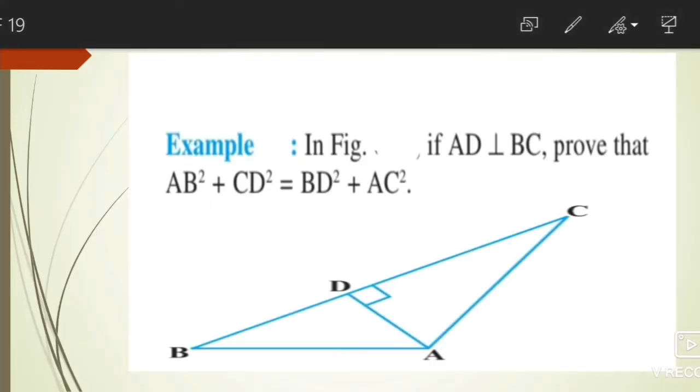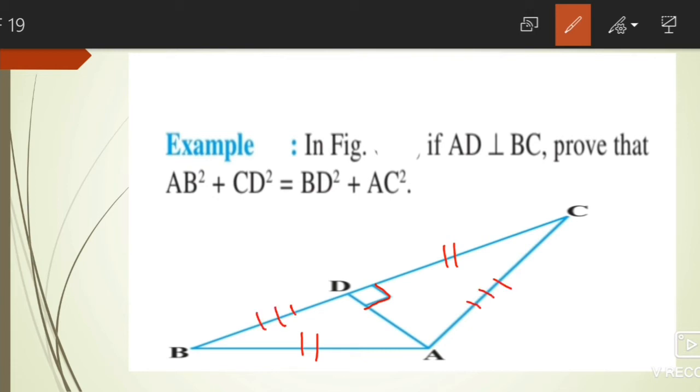Now the next example. In the figure, AD is perpendicular to BC. Prove that AB square plus CD square is equal to BD square plus AC square.